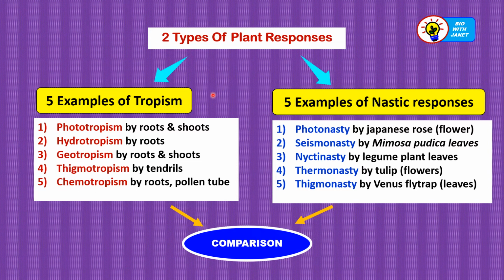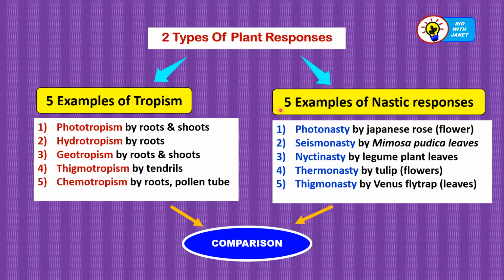Now, in this second overview, we are going to discuss 5 examples of tropism and 5 examples of nastic responses. The 5 examples of tropism are phototropism by roots and shoots, hydrotropism by roots, geotropism by roots and shoots, thigmotropism by tendrils, chemotropism by roots and by the pollen tube that grows from the pollen grain. Now, this is an extra one, the pollen tube. It's not in the textbook.